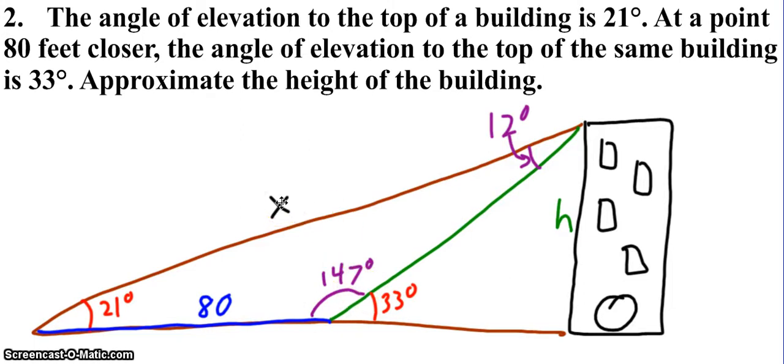I'm going to call this X because I'm going to use that to solve, and then I know that this angle is 12 degrees because all angles in a triangle add up to 180. So if you didn't solve yet, now that I have a picture for you, try to solve for H. Pause the video again. Unpause when you are ready to check.